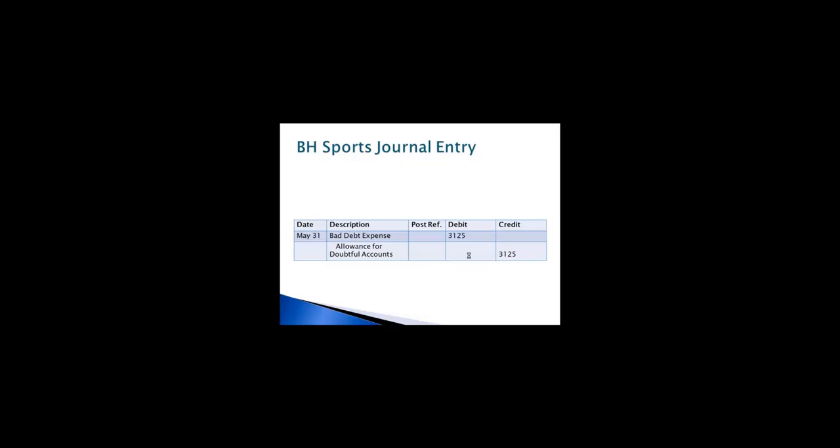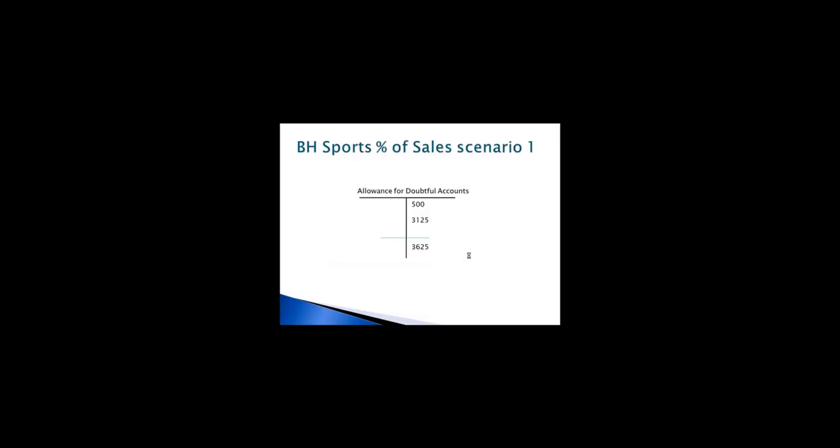To further clarify, if at the end of year 1 our allowance for doubtful accounts had a credit balance of $500, in other words, we didn't write off as much as we thought we were going to have to this past year, we would then do our adjusting entry of $3,125, and the new balance in our allowance for doubtful accounts would be $3,625 after our adjusting entry.